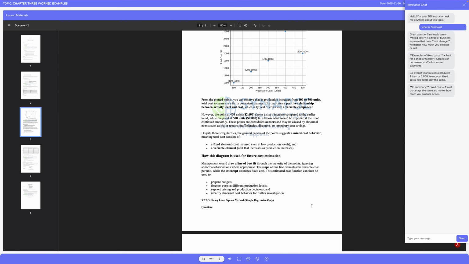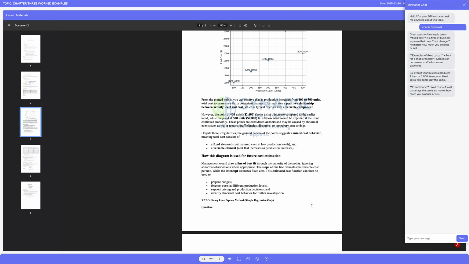The final part of the question asks how the scatter diagram can be used for future cost estimation. Management would draw a line of best fit through the majority of the points, deliberately ignoring abnormal observations where appropriate. The slope of this line represents the estimated variable cost per unit, while the point where the line intercepts the vertical axis represents the estimated fixed cost. This estimated cost function can then be used to prepare budgets, forecast costs at different levels of production, support pricing and production decisions, and identify abnormal cost behavior that may require further investigation.